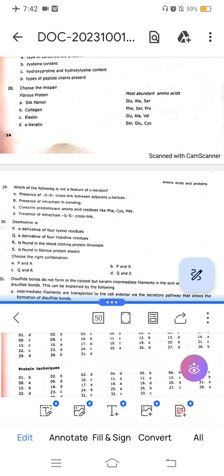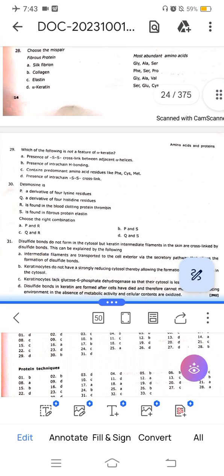Then desmosine. Desmosine is 30. Correct answer is B. B means P and S. P: derivative of 4 lysine residues. S means is found in fibrous protein elastin.